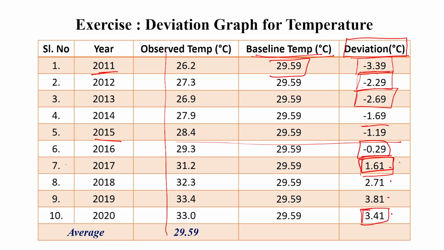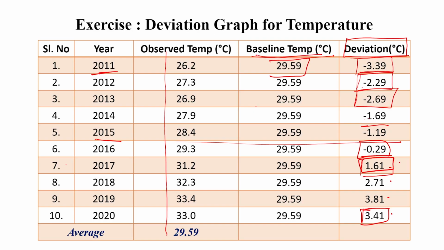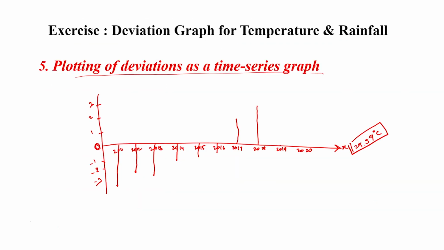Now, for positives we will mark above the baseline. So now 1.61, then 2.71, 3.81, 3.41. So now we have plotted all the points.